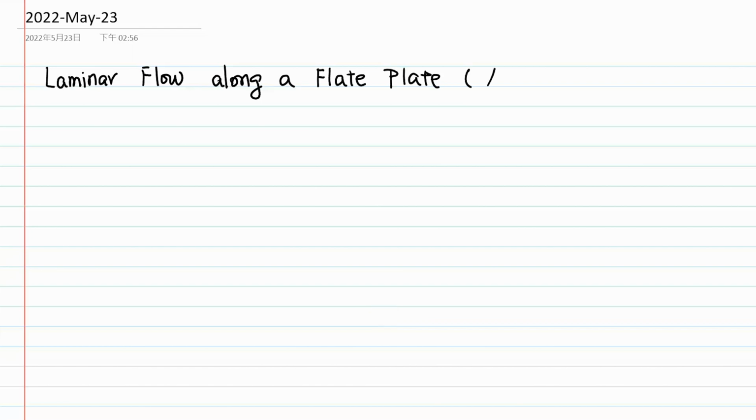So we're going to look at laminar flow along a flat plate. So this is an approximated solution using the von Karman momentum balance.